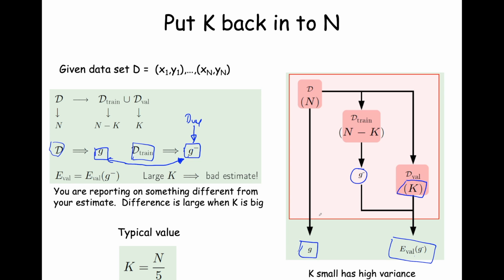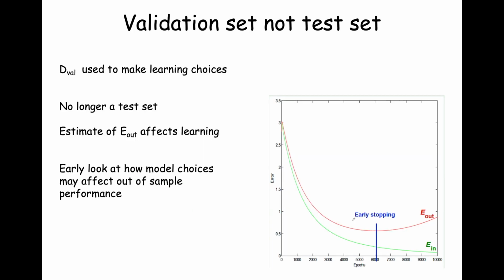If K is small, it's going to have a high variance. But if K is big, the difference between g minus and g is going to be really, really large. And so a rule of thumb is to use a validation set size K that is one fifth of the total in-sample set of data: K equals N over 5.